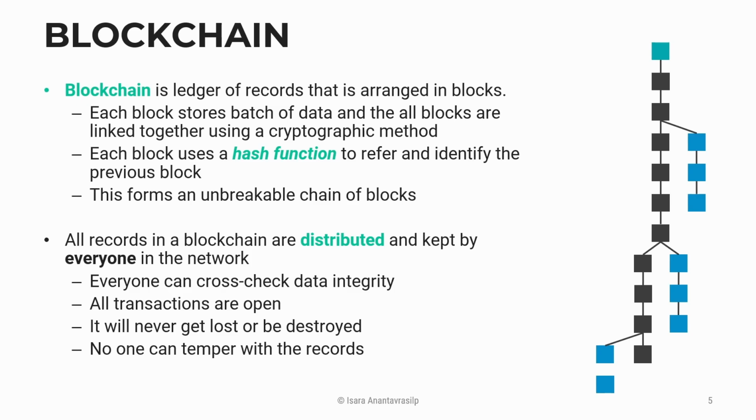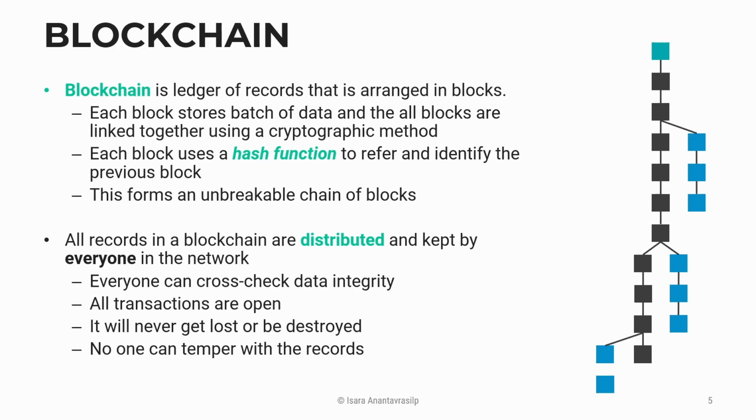It is distributed in the sense that anyone can make a copy of the chain. Once you distribute the chain, once you open up your data, it means that everybody can cross-check the data integrity. Because everything is public, you can always check that your data is the same as the other guy's data. The other guy can also check whether my data or your data is the same as theirs. This could be a good thing or a bad thing.